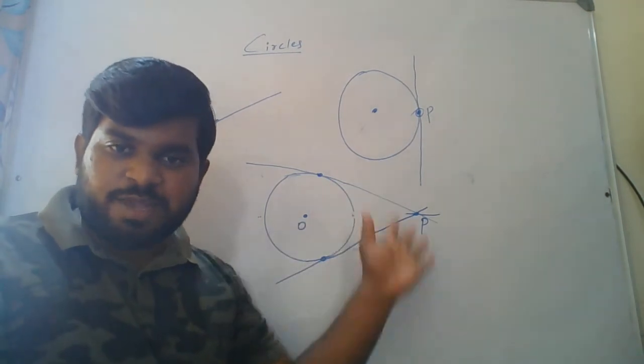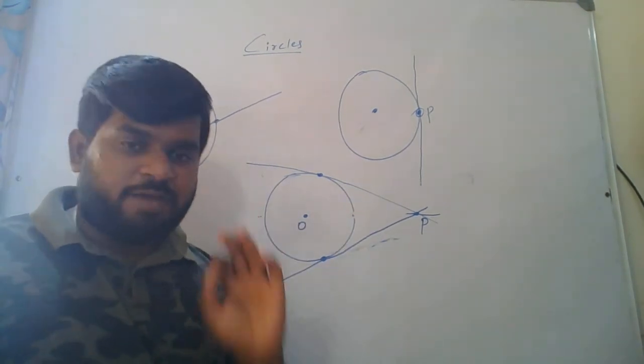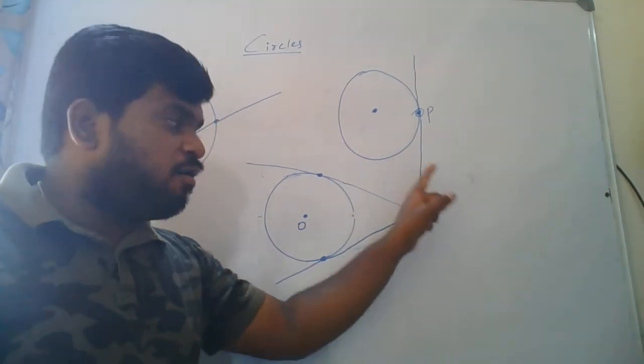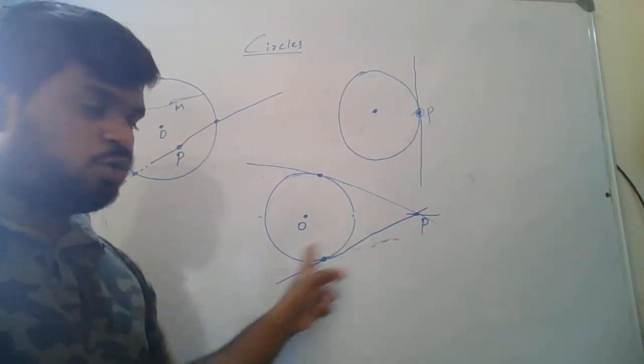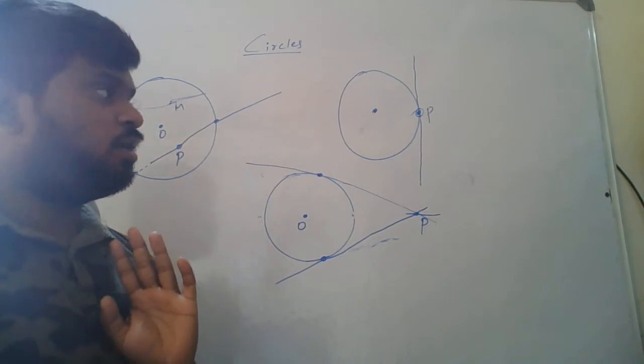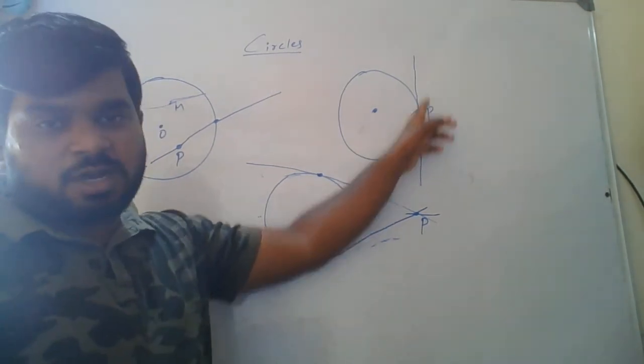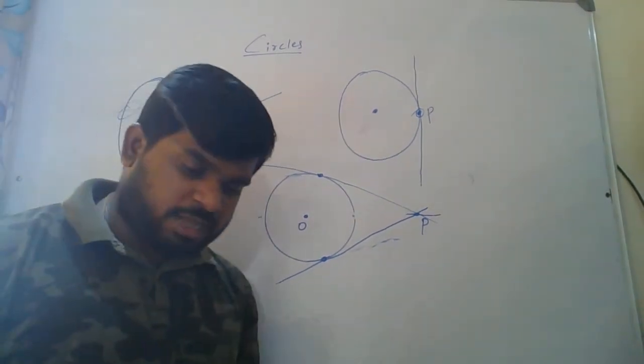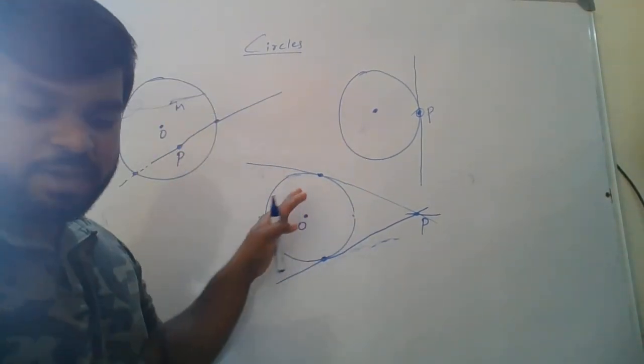The next theorem is based on this. A very important point: if a point is outside the circle, from that point we can draw two tangents to the circle. If a point is on the circle, only one tangent. If a point is inside the circle, no tangent. So the next theorem is based on this.